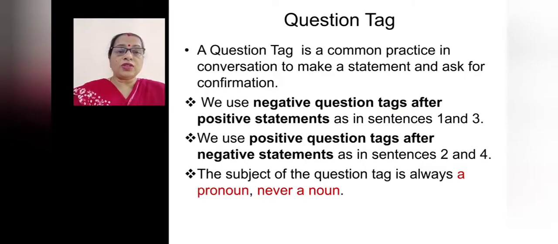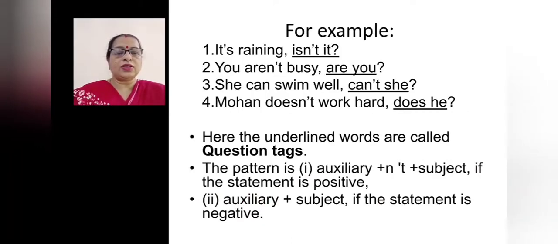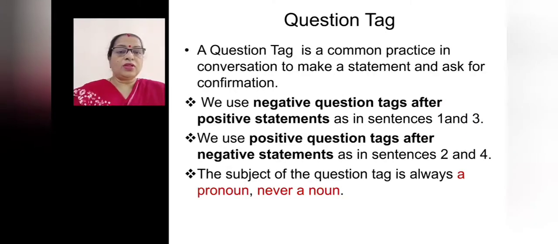We use positive question tags after negative statements, as in sentences 2nd and 4th. So the second sentence, you aren't busy, is a negative sentence, so positive question tag. Then again the fourth one, Mohan doesn't work hard, is again a negative sentence, so positive question tag. One important thing you have to remember: the subject of the question tag is always a pronoun, never a noun.